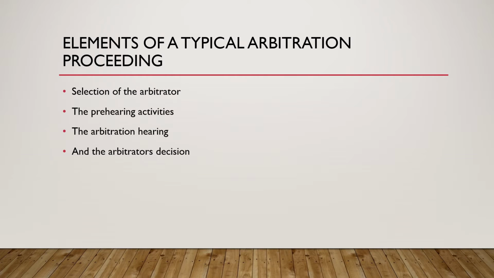Elements of a typical arbitration proceeding: selection of arbitrator, pre-hearing activity, arbitration hearing, and the arbitrator's decision.